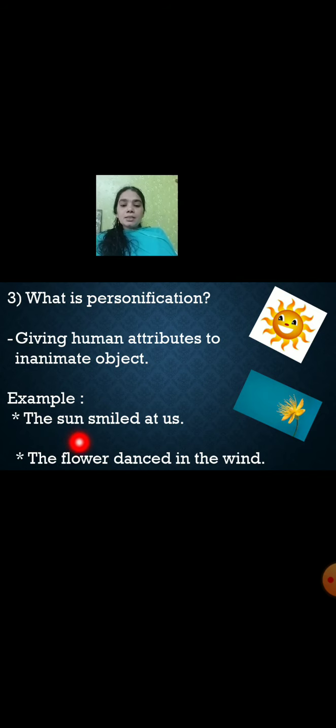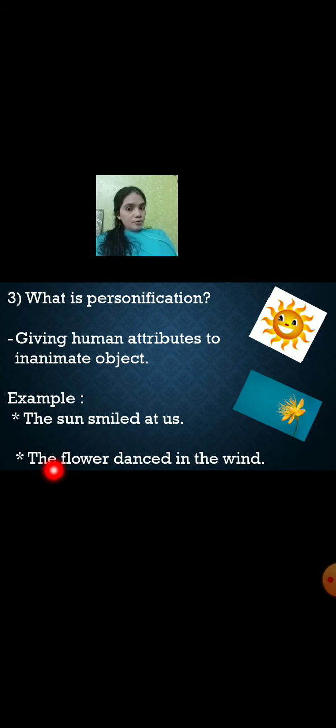The sun smiled at us. Have you ever seen the sun smiling at us? The sun doesn't smile. Only human beings smile. So here we are giving the human character, smile, to the sun. Got it? So it is called personification. When we give human attributes to any object, that is called personification.